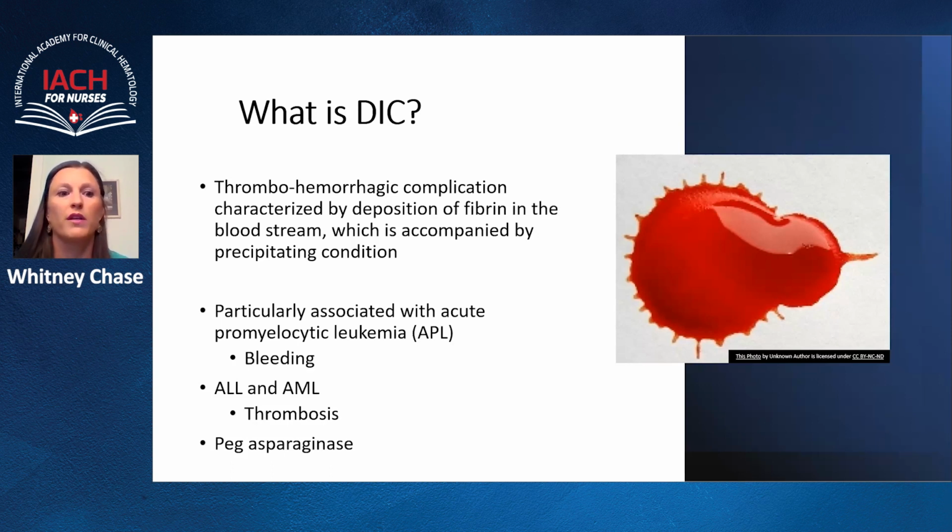The majority of AML patients who develop thromboses get them prior to treatment, and these can be venous or arterial. Then PEG-asparaginase, which is used in ALL treatment, particularly in pediatrics, isn't a medical condition, of course, but it can cause disruptions in hemostasis that mimic DIC. And then we talked about infections, so bacterial endotoxins and sepsis can also precipitate DIC.